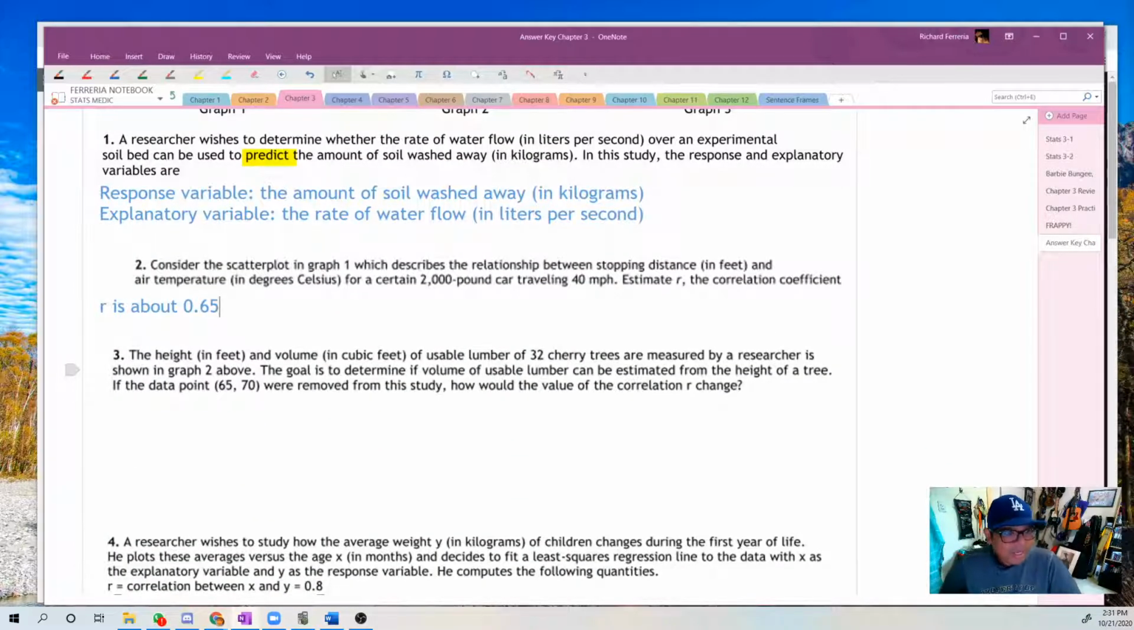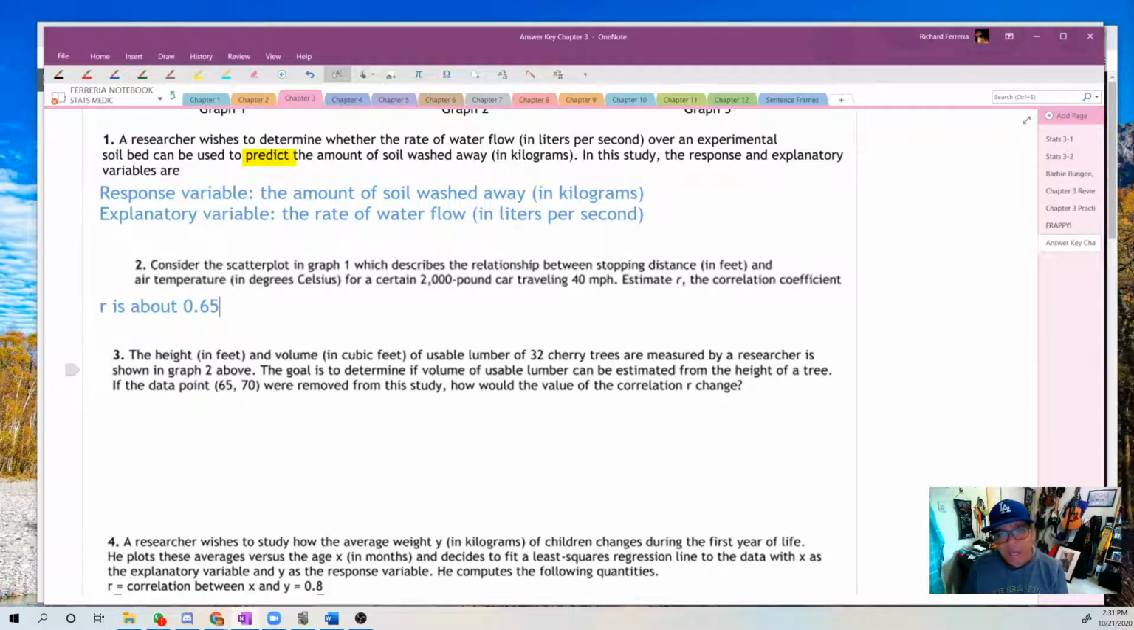Number 3, the height in feet and volume in cubic feet of usable lumber of 32 cherry trees is measured by a researcher as shown in graph 2 above. So we're going to have to look at graph 2. The goal is to determine the volume of usable lumber that can be estimated from the height of a tree. So we have a data point 65, 70, and we're going to remove it from the study. And how would the value of correlation change?